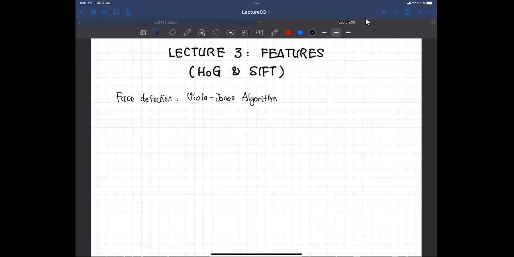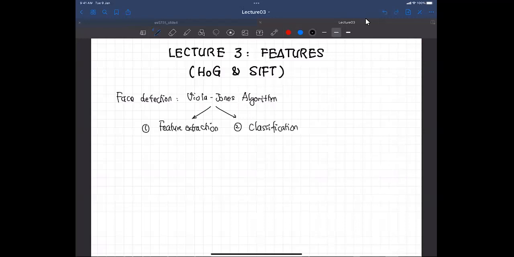And there are two things that are very important in this algorithm. What are these two? There are two things that are very basic in the Viola-Jones algorithm. What are those two? Anyone? One is feature extraction. And the other one is what? The second one is AdaBoost, classification.